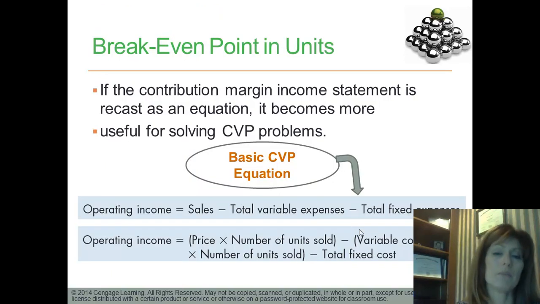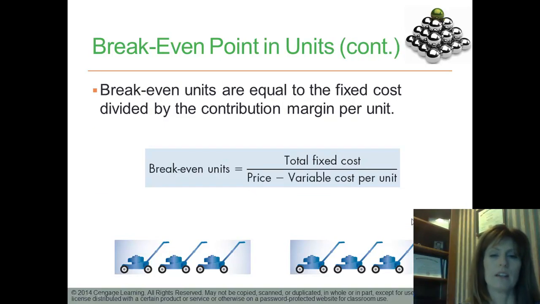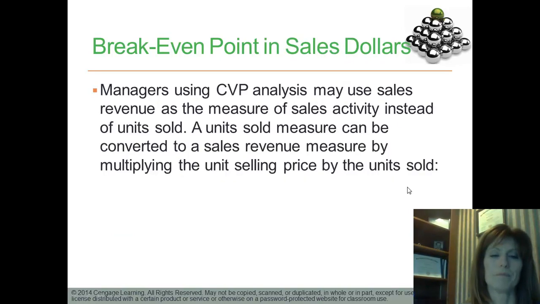So our break-even point in units is very, very useful. That's our basic CVP equation I just had you take note of. I think that's easier than doing it horizontally across, so use the one that we just did. And this is it again if you want to print out this slide. Total fixed cost over price minus variable cost per unit.